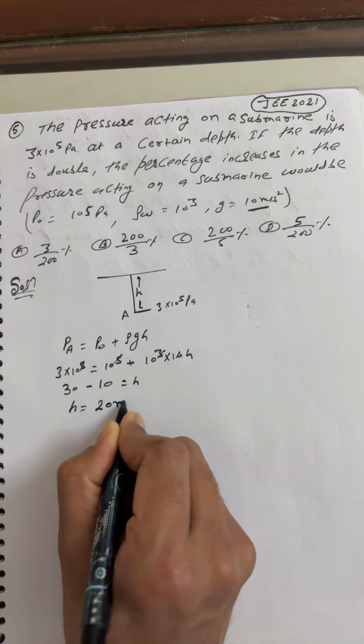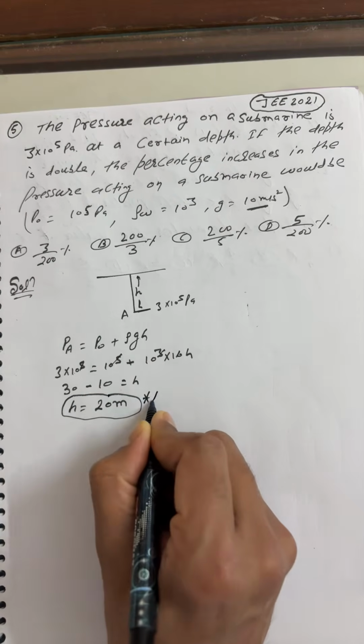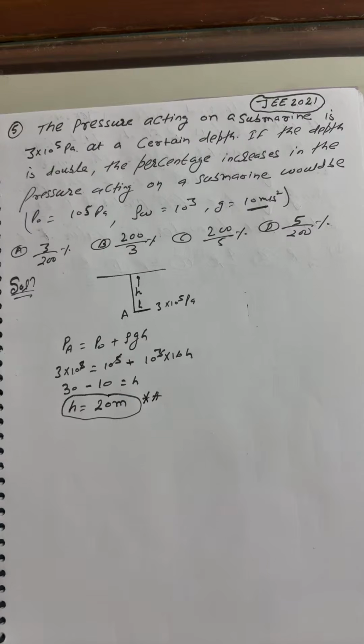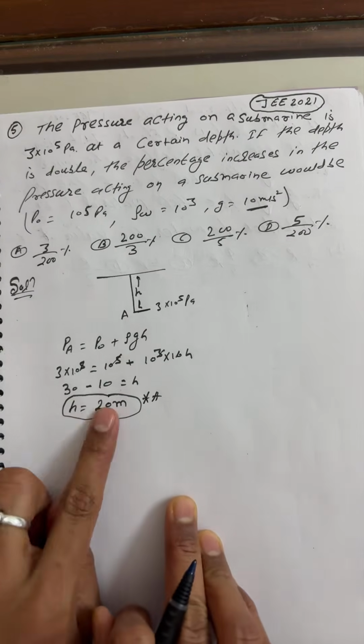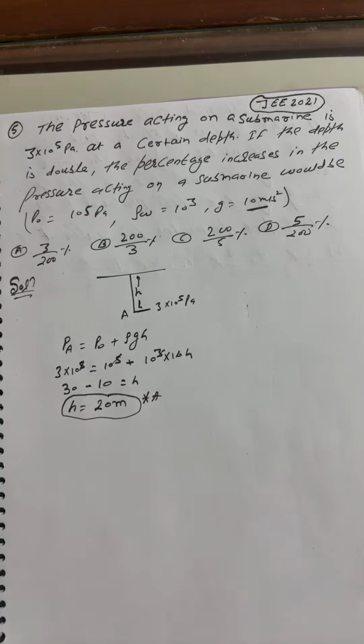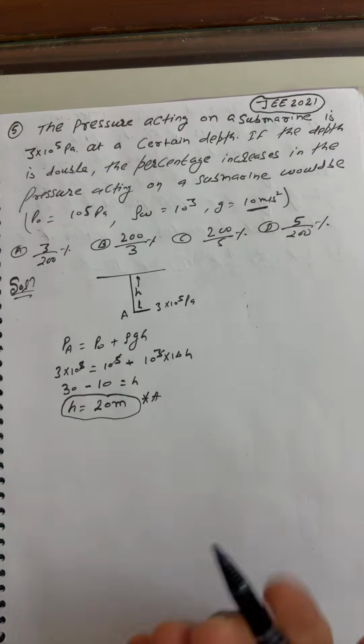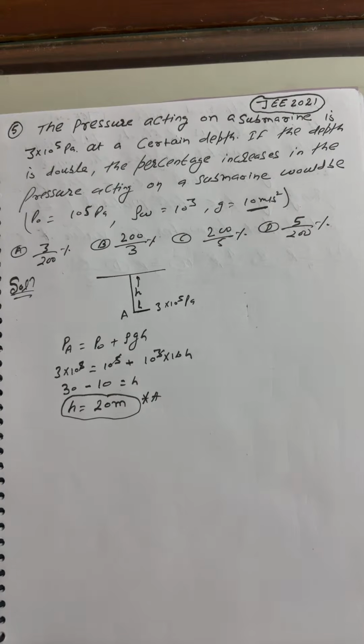This is 20 meter. Okay, fine. This is the h beta we got, at which we see this pressure. Then what does the question say? The depth is twice, so we have to find the pressure first.